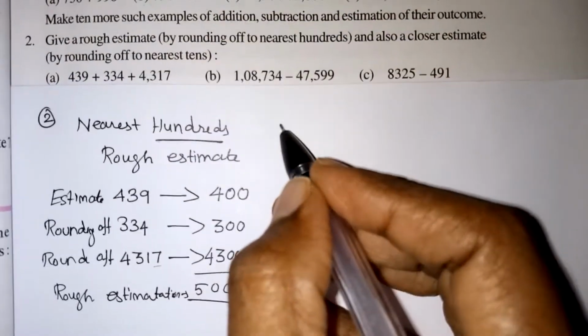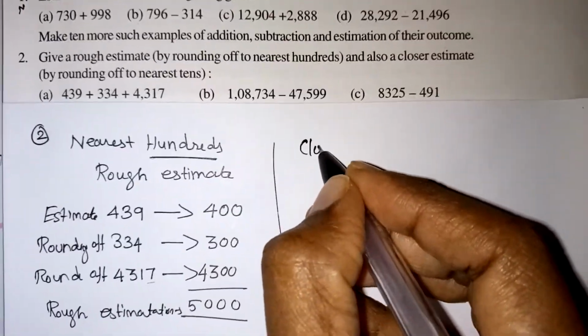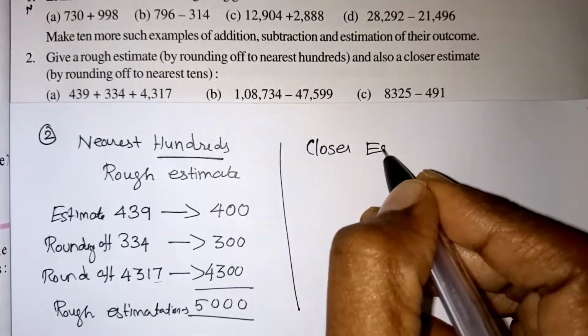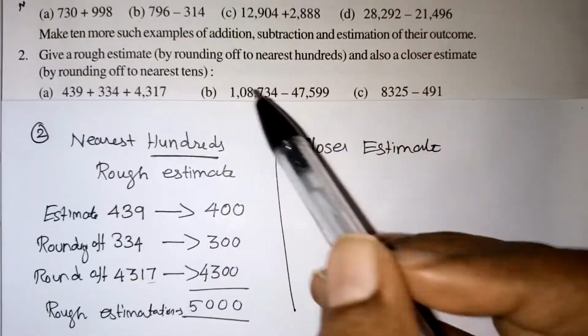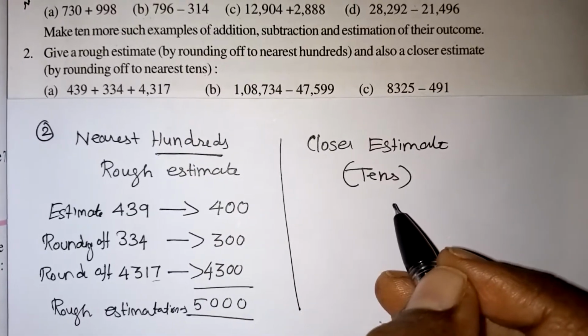Next one, closer estimate. The closer estimate should be done by rounding to the nearest tens. So the nearest tens value we are going to take, for the same problem.